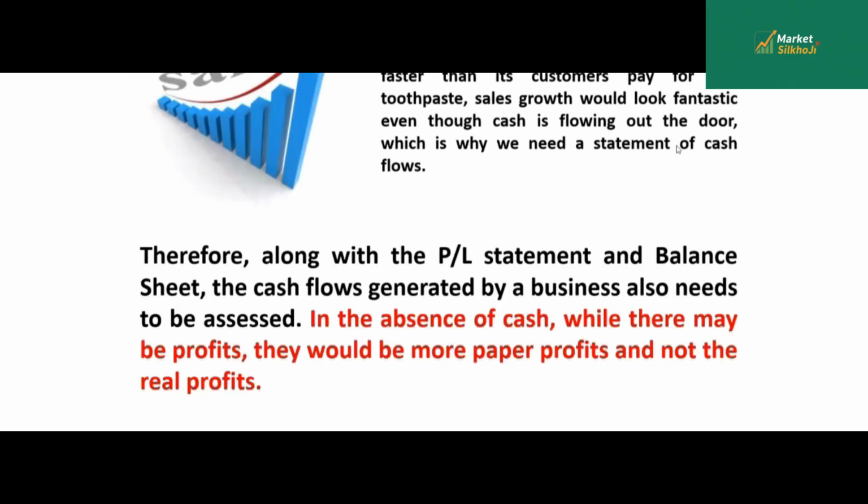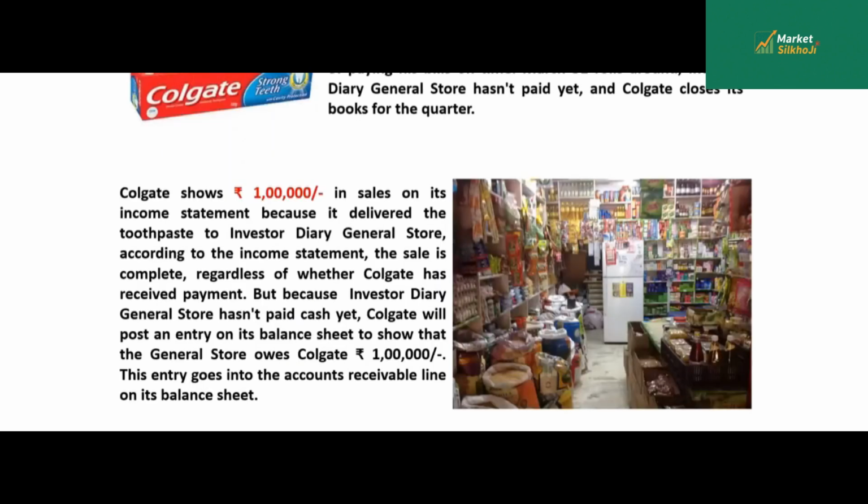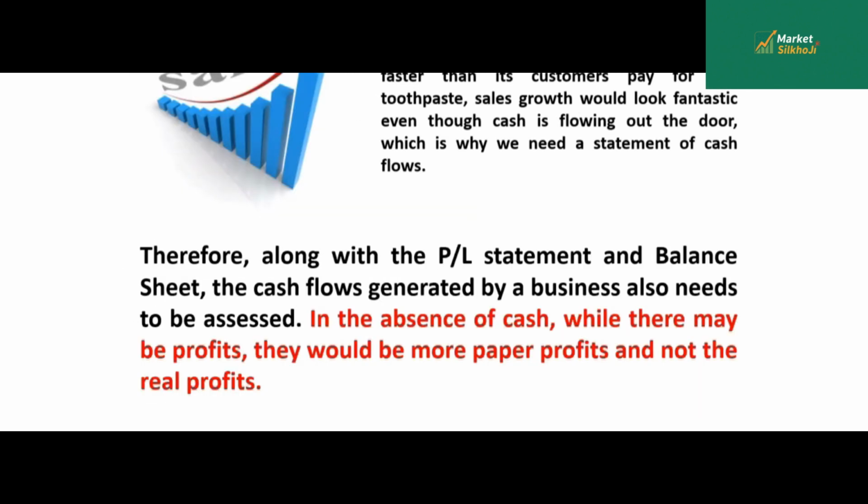Now, as you can understand, companies can show high growth, roaring sales growth, without receiving a rupee of cash. If Colgate produces and sells toothpaste faster than its customers pay for the toothpaste, sales growth would look fantastic, even though the cash is flowing out of the door. Which is why we need a statement of cash flows also. So along with the P&L and income statement, cash flows generated by a business also need to be analyzed.